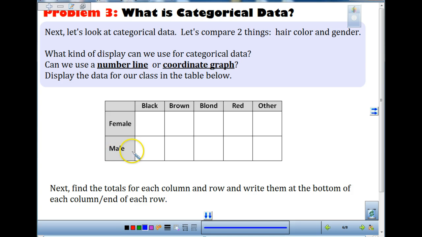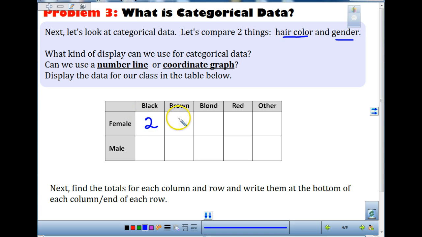So as we look at our categorical data, we are going to compare two things. We're going to look at hair color and we're going to look at gender. When we look at these two things, hair color and gender, it says, what kind of display could we use? Well, we could use a number line, what we talked about. We could use a coordinate graph. But this data down here is going to be in a table. When we use a table, a lot of times we're going to put down the color of hair that people have, and we'll do this together. And what we might do first is tallies. So I might say, how many females have black hair? And you'd raise your hand, and we have 2 people.